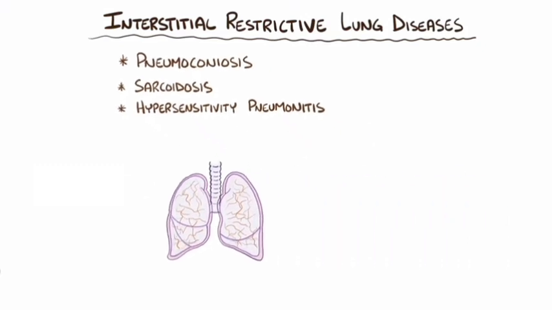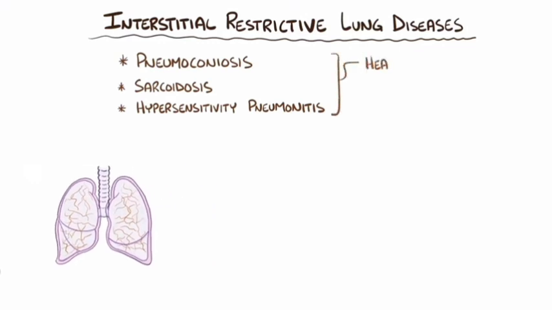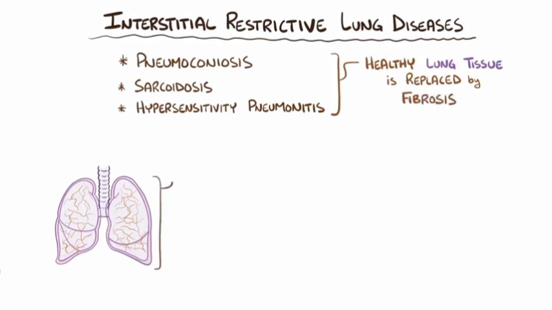With all types of interstitial restrictive lung disease, healthy lung tissue starts getting replaced by collagen fibers, which is a process called fibrosis. Fibrotic lungs are stiff and firm and can't stretch and expand properly, making it hard for them to fill with as much air.